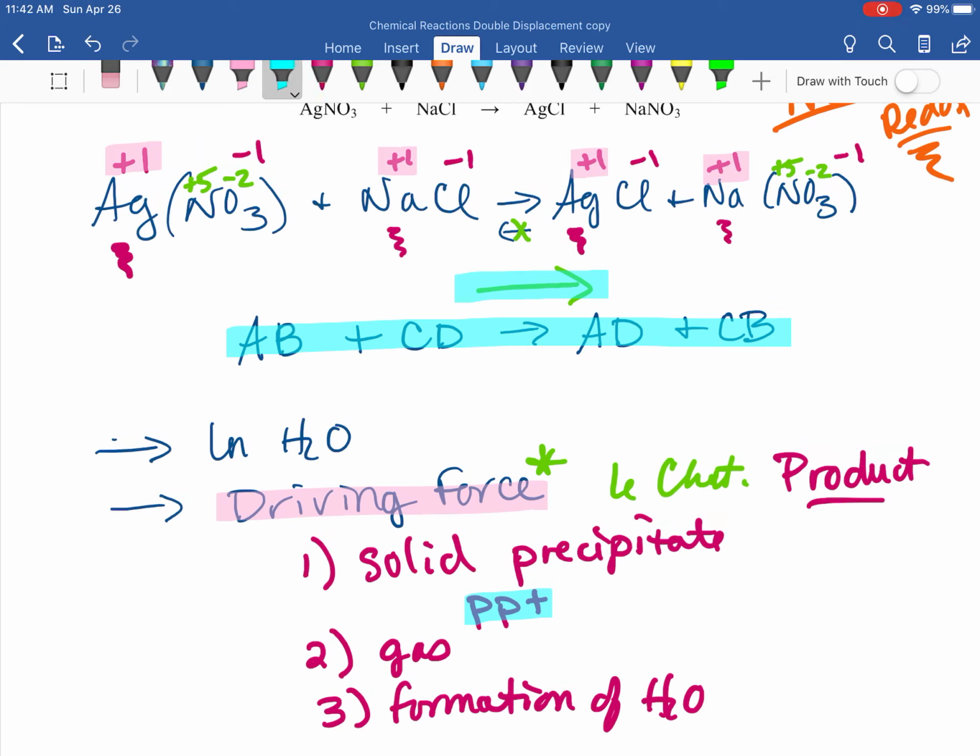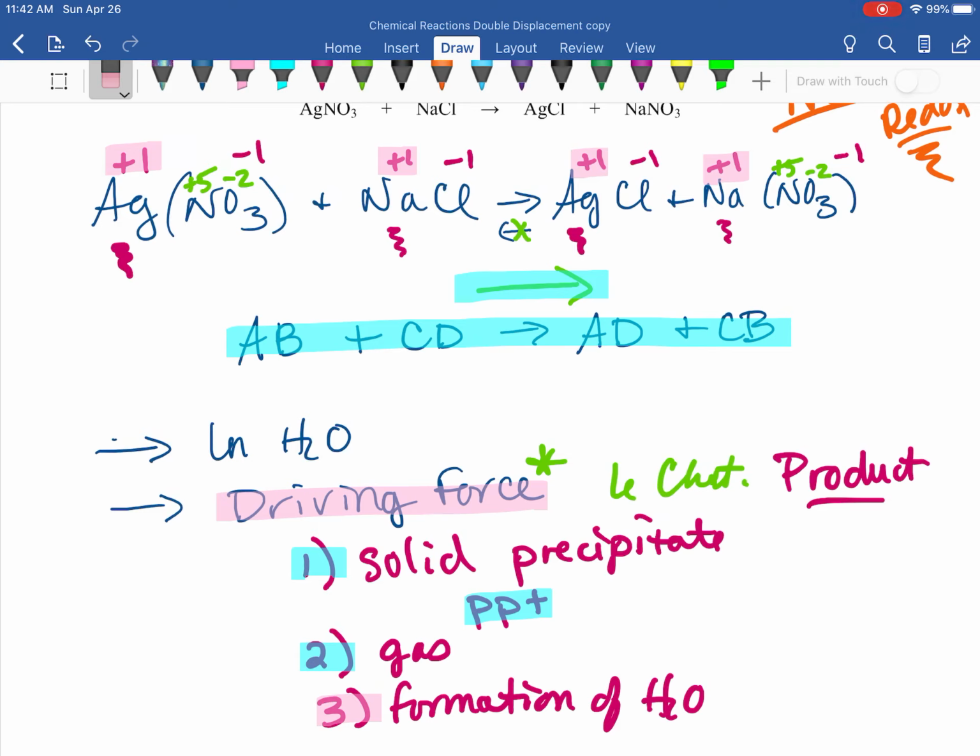of water. Okay, now one of the things to think about is that water is the solvent in these solutions. And when we start to draw them out, I think we'll get a clearer picture of why water can be a driving force. But like I said, we're going to focus on the first 2 driving forces in this video. And then in our next video, we're going to tackle the water.